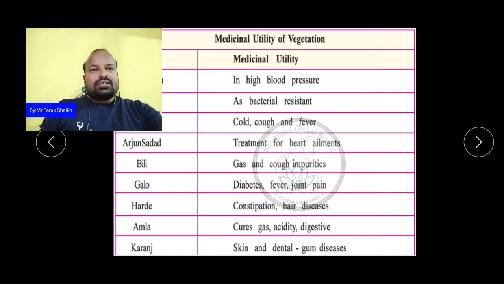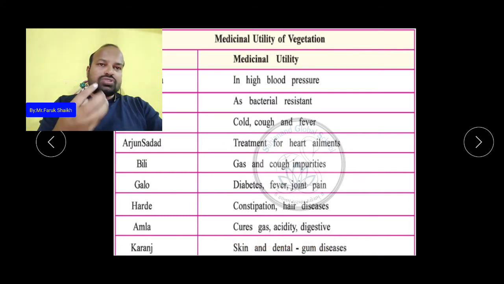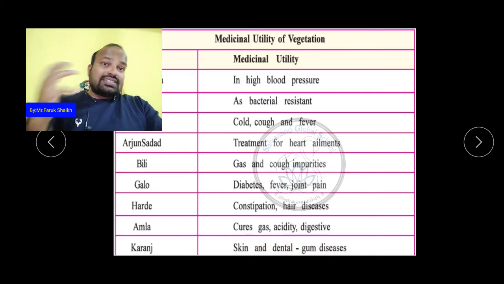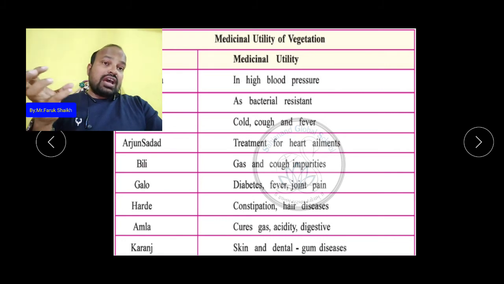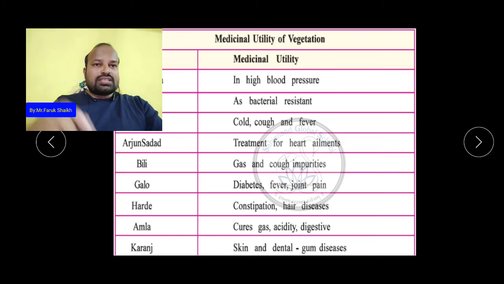Then karanj, this is also useful for skin and dental gum diseases, meaning some problems of the teeth, problems of the gums, and some skin-related problems. So this karanj is very useful. So these are the different types of vegetation which are useful as medicinal plants.